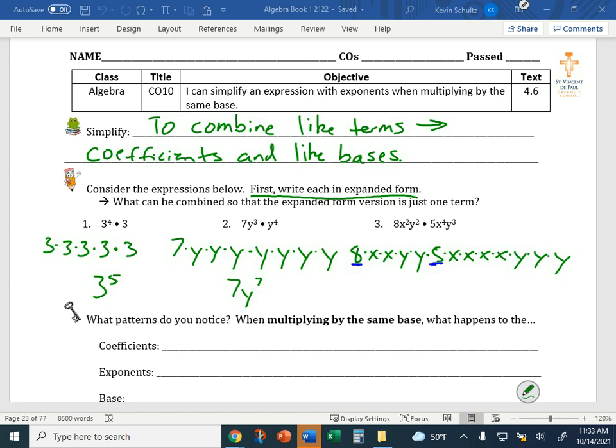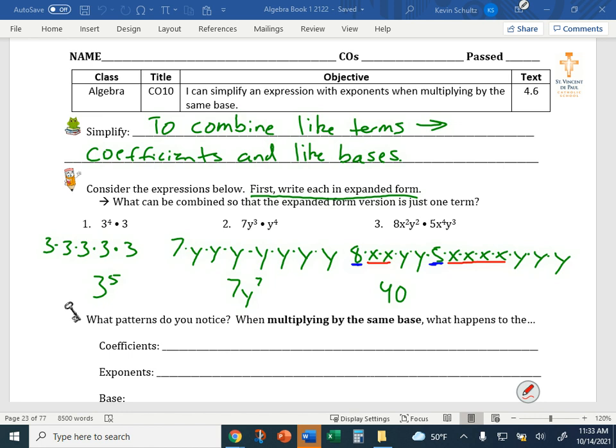Maybe 40, right? 8 times 5 is 40. Okay? And then the second part of our definition up on top here says like bases. I've got two different bases here. I have a base of x and a base of y. Even though they're not next to each other, I can look and see how many x's do I have in all. How many x's are all being multiplied together there?